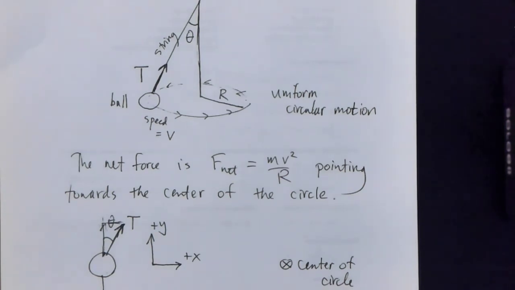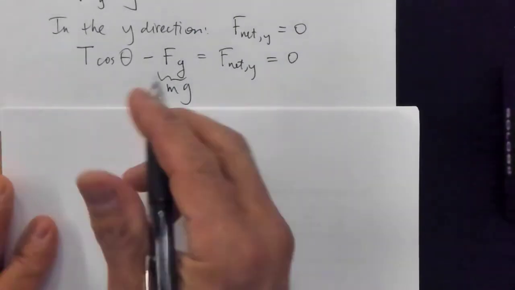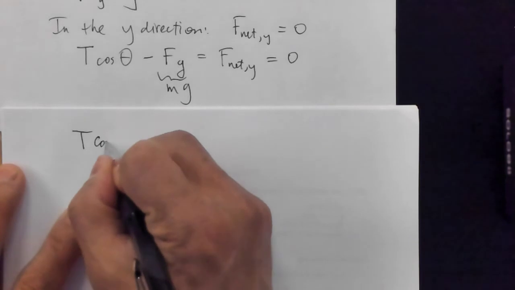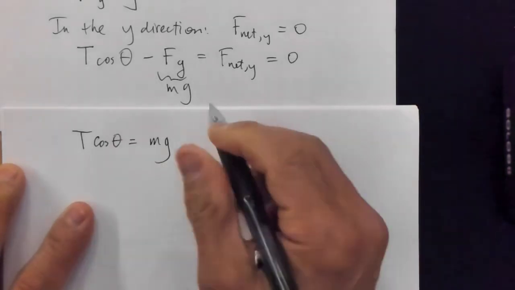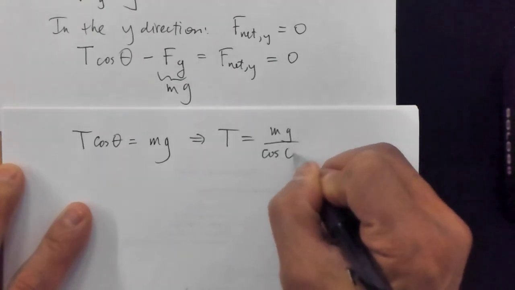The ball is going around in a horizontal circle. So the net force has to point towards the center of the circle, but the circle is horizontal, so the net force is a horizontal force. There's no vertical force. That's why the net force in the y direction is 0. And so these must balance out. So we end up with T cosine of theta is equal to mg, and so T is equal to mg over cosine theta.